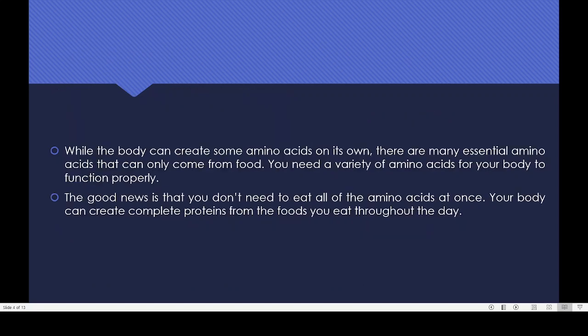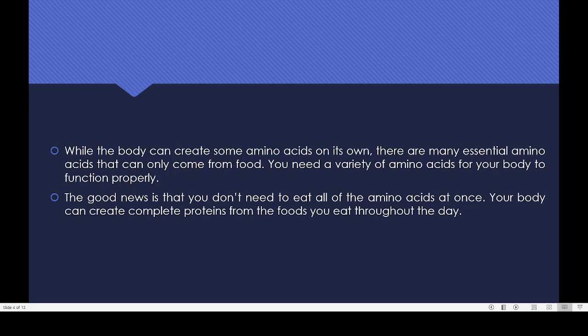While the body can create some amino acids on its own, there are many essential amino acids that can only come from food. Proteins are actually formed of different types of amino acids. There are about 20 different types of amino acids, and out of these 20, some can be produced by your body. So even if you are not taking these amino acids from outside, the body has the capacity to build them inside. But on the other hand, there are some amino acids which cannot be produced by your body, so they have to be supplied in the form of food.